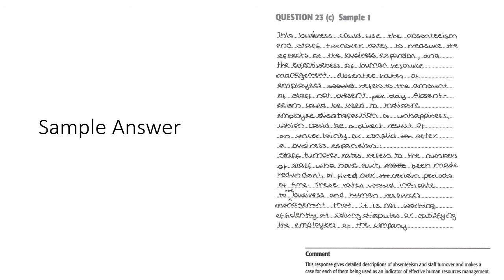The second one, staff turnover rates, refers to the number of staff who have quit, been made redundant, or fired over certain time periods. These rates would indicate to the business and human resource management that it is not working efficiently and solving disputes or satisfying the employees or the company. So it's not asking you to answer anything out of this world, but it's just breaking that question down.